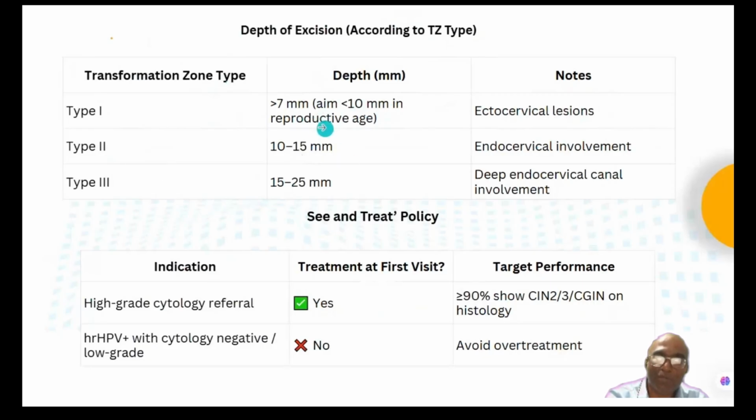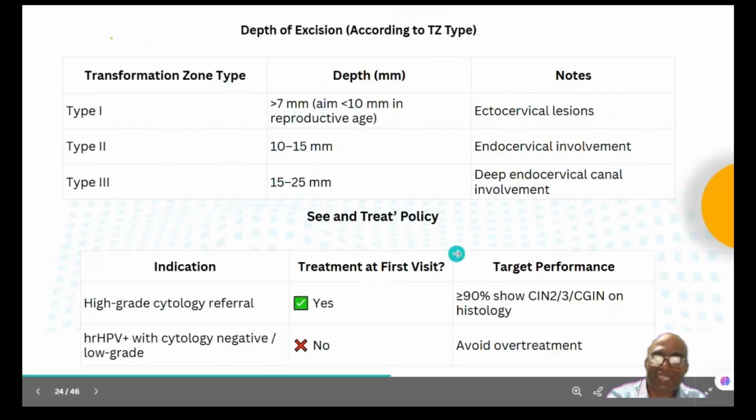Well, in type 2, how much excision do you require? 10 to 15 millimeters, and here there is endocervical involvement also. In type 3, the excision is more, 15 to 25 millimeters, and there is deep endocervical canal involvement. In this type of transformation zone, the lesion extends deeply into the endocervical canal, and you require more excision. These are the patients who may land up with mid-trimester abortions or preterm delivery in a subsequent pregnancy if they conceive. So the depth of excision is going to be very, very important.